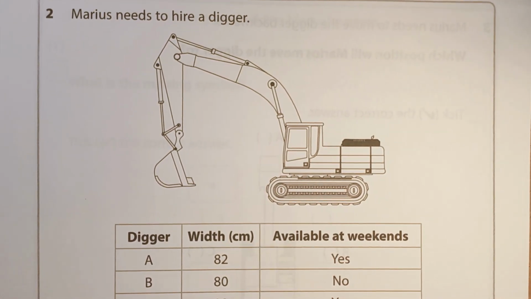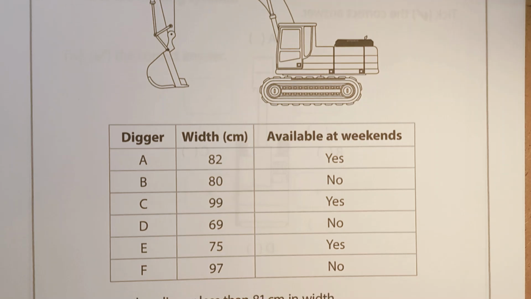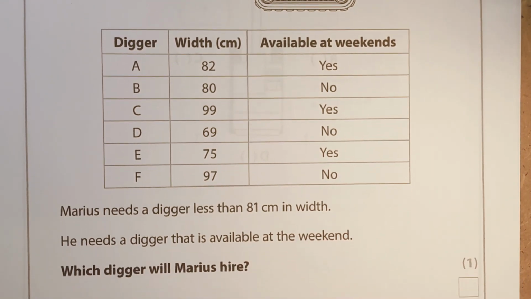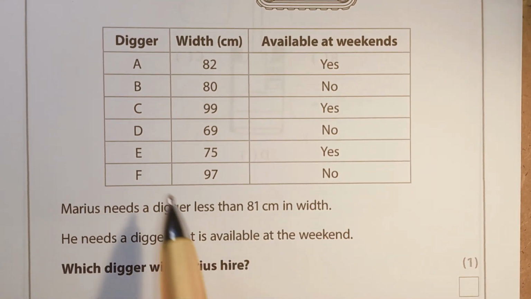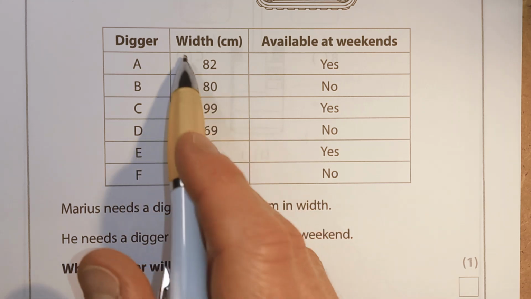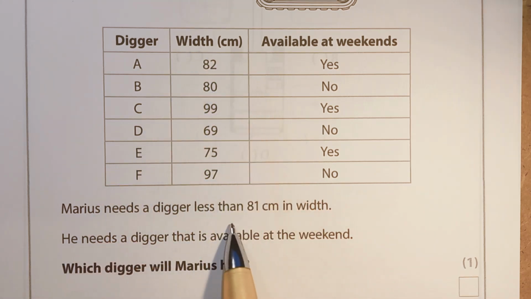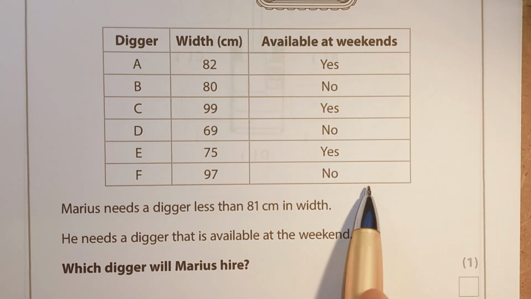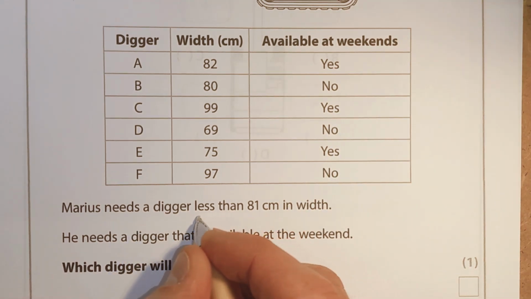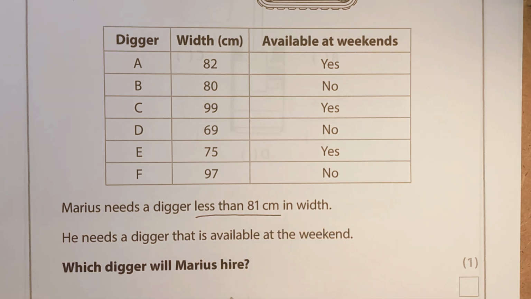Question 2. Marius needs to hire a digger. And we've got a few different diggers there on the table. Let's move this up. Okay, we've got digger A, B, C, D, E and F. We've got how wide they are, their width in centimetres, and whether they're available at weekends or not. Yes or no. Okay, so Marius needs a digger less than 81 centimetres in width. He needs a digger that is available at the weekend. Which digger will Marius hire?